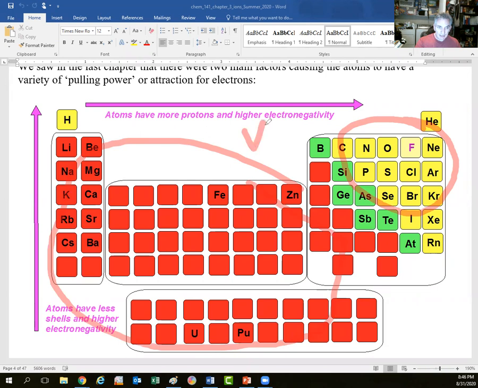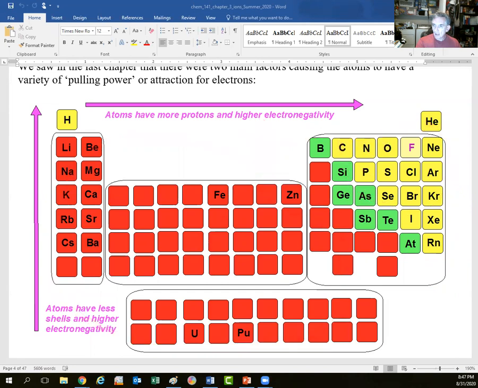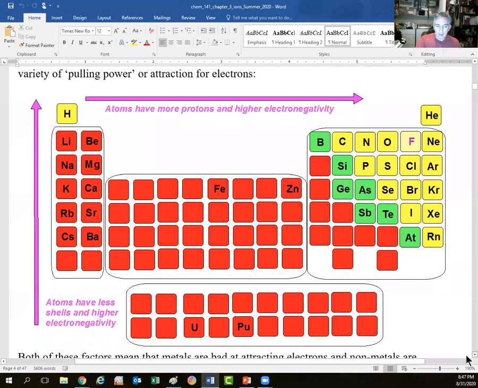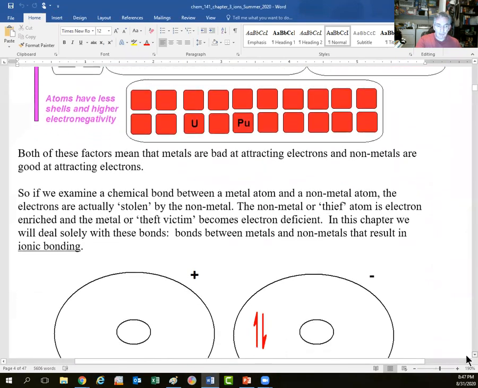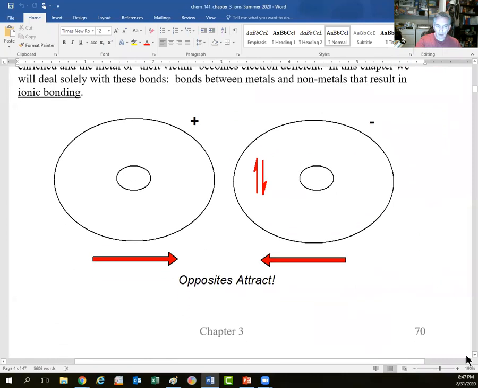And these two ideas, as we compare a bond between a metal and a non-metal, always allow the non-metal to win. There's going to be a transfer of electrons from the metal to the non-metal. And so instead of sharing electrons to make chemical bonds, the atoms exchange electrons and ionize. And this is our chemistry of chapter 3, ion chemistry.